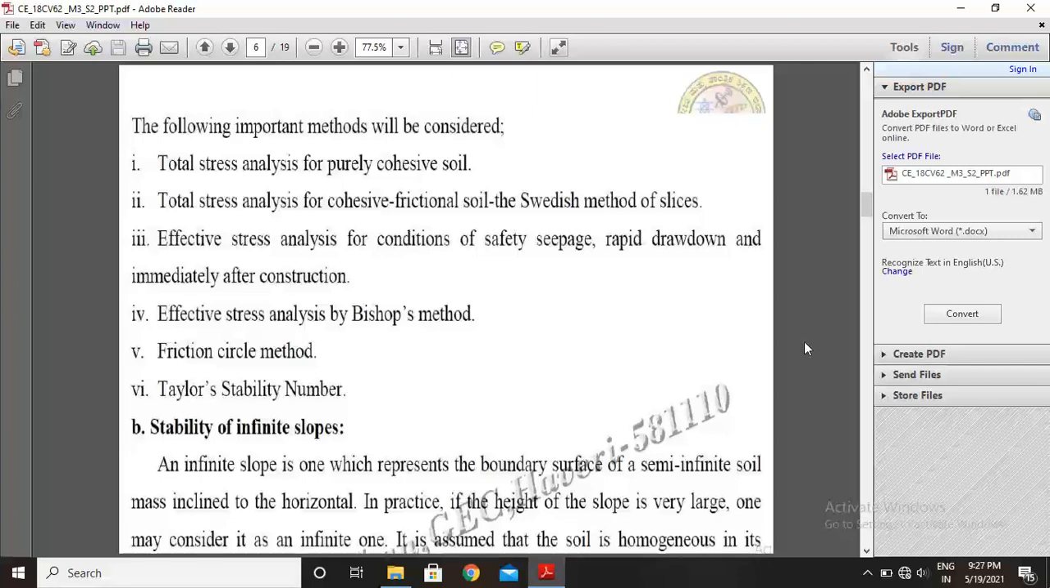First one is total stress analysis for purely cohesive soil. The second method is total stress analysis for cohesive frictional soil, that is c-phi soil, which uses the Swedish method of slices. Third, effective stress analysis for conditions of steady seepage, rapid drawdown, and immediately after construction. The fourth method is effective stress analysis by Bishop's method. The fifth method is the friction circle method, and the sixth method is the Taylor stability number. So these are the important methods.